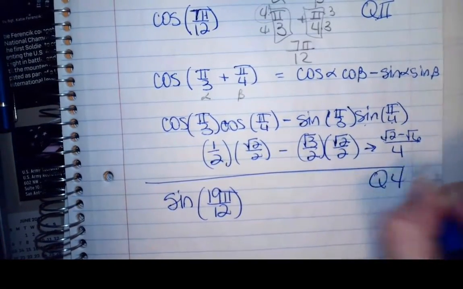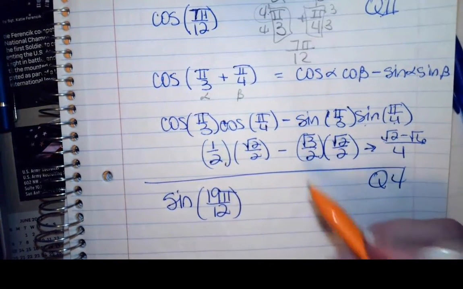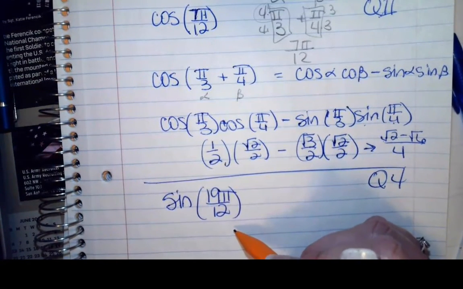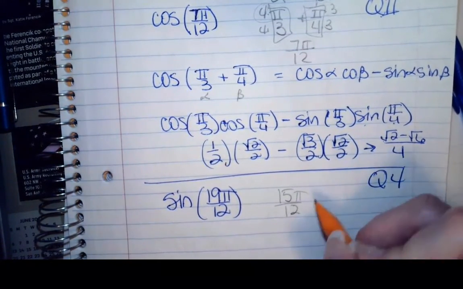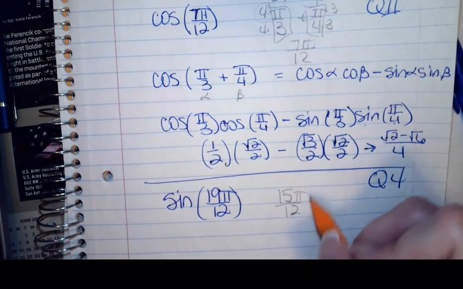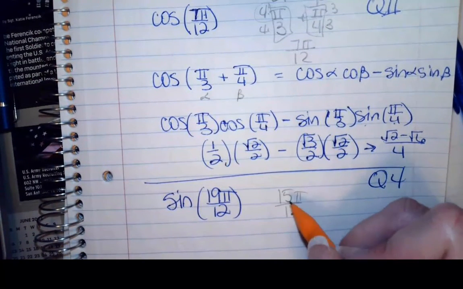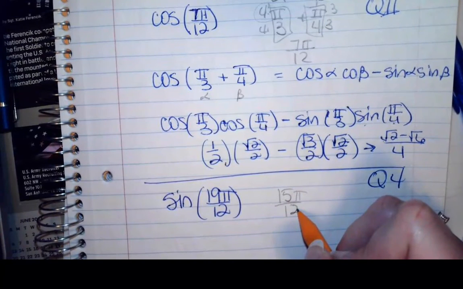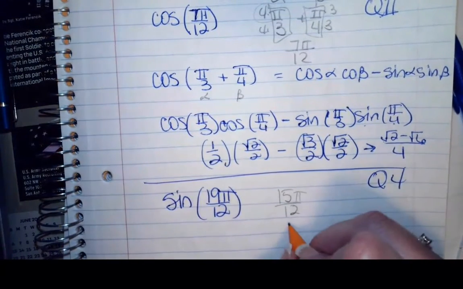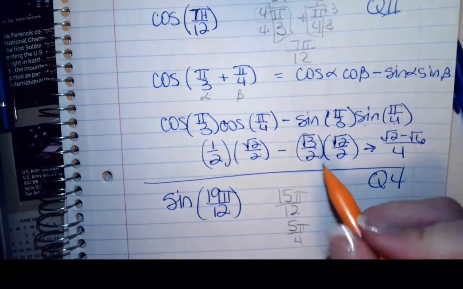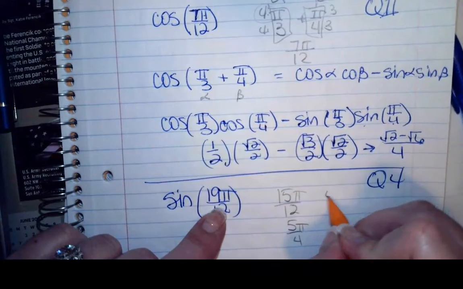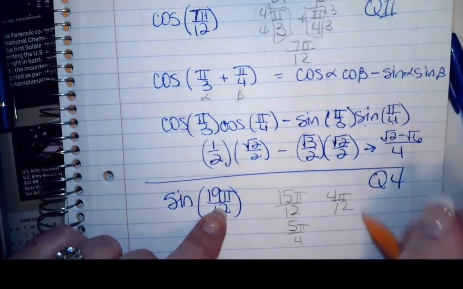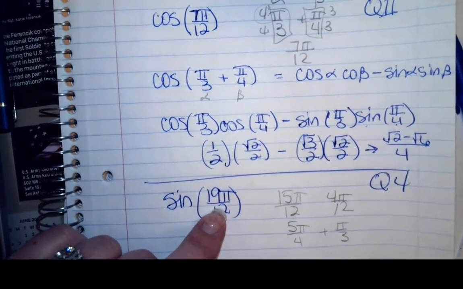So in quadrant 4, now we just got to figure out numbers that we can add or subtract together to get 19 pi's over 12. So let's just go with, well, if I do 15 pi's over 12. That is going to reduce by 3's to 5 pi over 4. So I've got 15 pi's over 12. Well, now I need 4 pi's over 12. And if I do 4 pi's over 12, that reduces to a pi over 3.